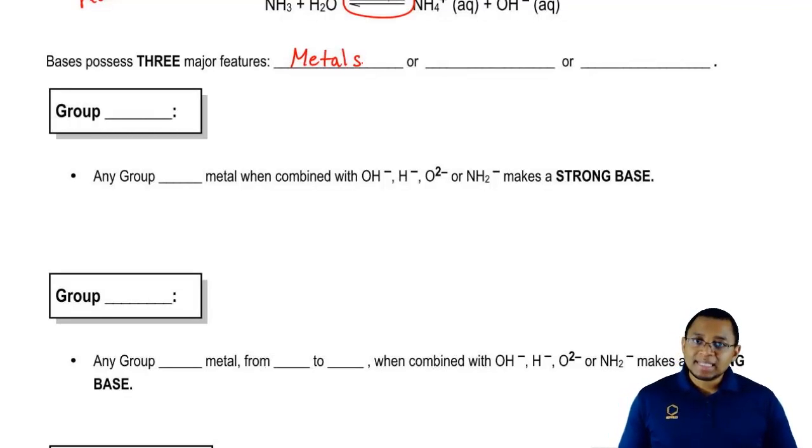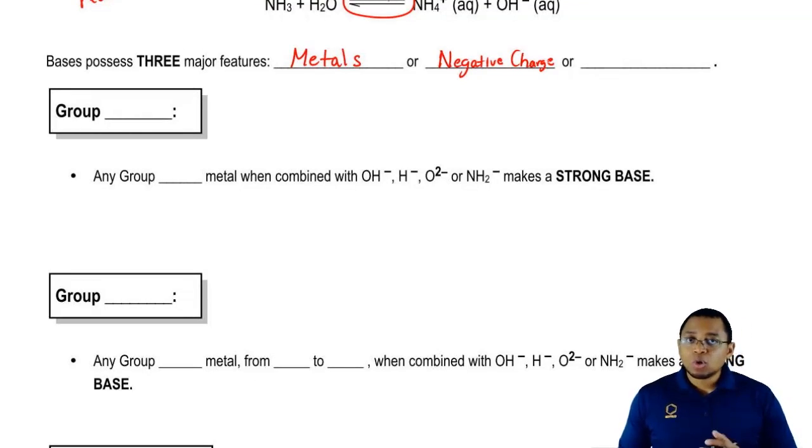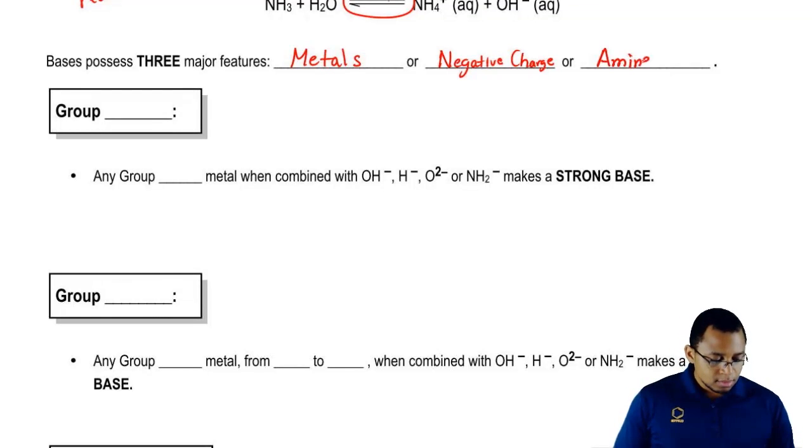Next, we're going to say bases tend to have a negative charge. Okay, so bases will have metals or a negative charge, or they'll be classified as another compound which we call amines. Now, amines are an organic type of compound, but we get to see them for the first time in chemistry. So before you guys move on to organic, you get a small taste of what amines are and how exactly they relate to bases.